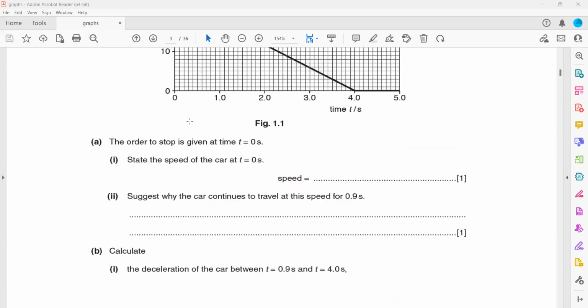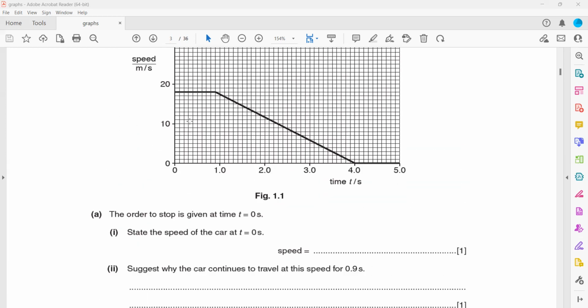Suggest why the car continues to travel at a constant speed for 0.9 second. What is the reason for that? The reason is the reaction time of the driver, who will take time to react. So that's why the car continues to move with a constant speed.